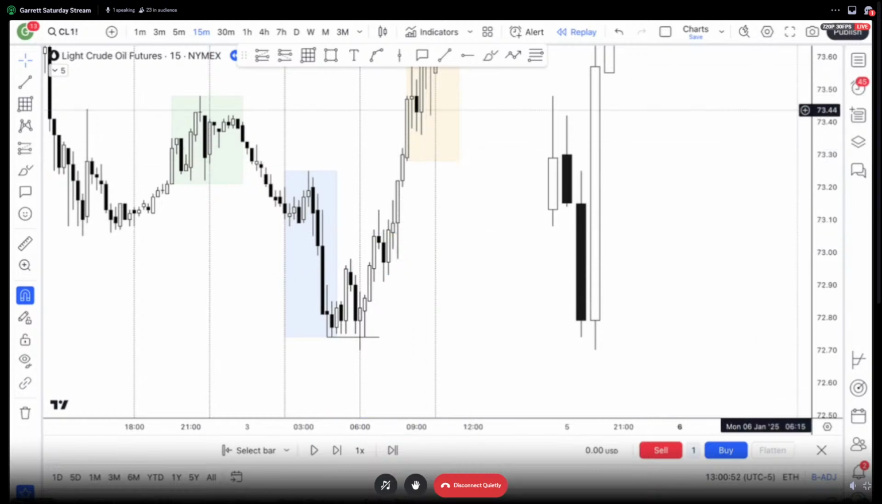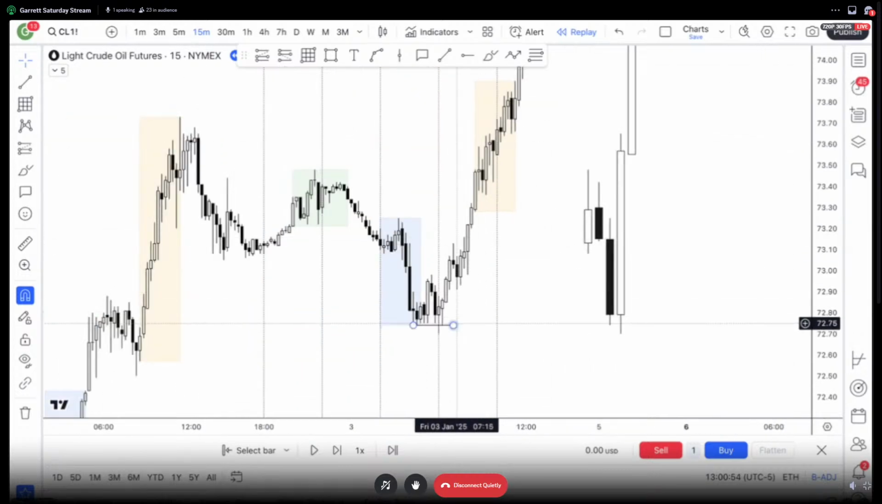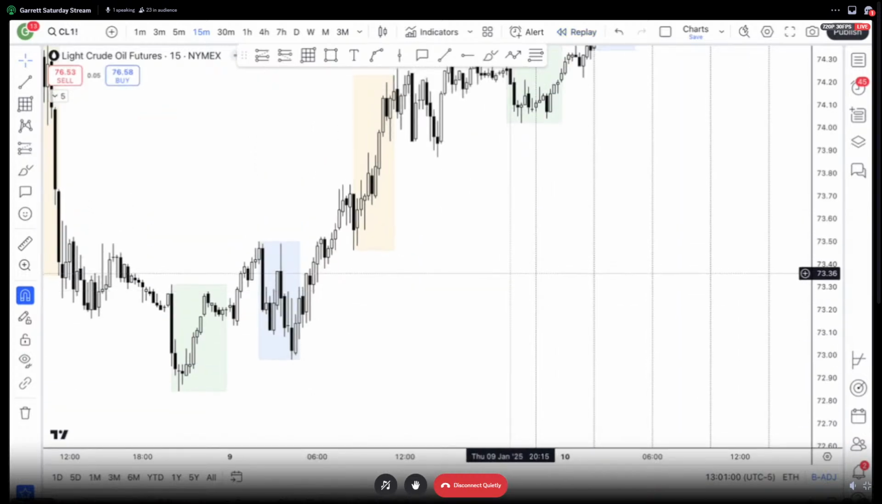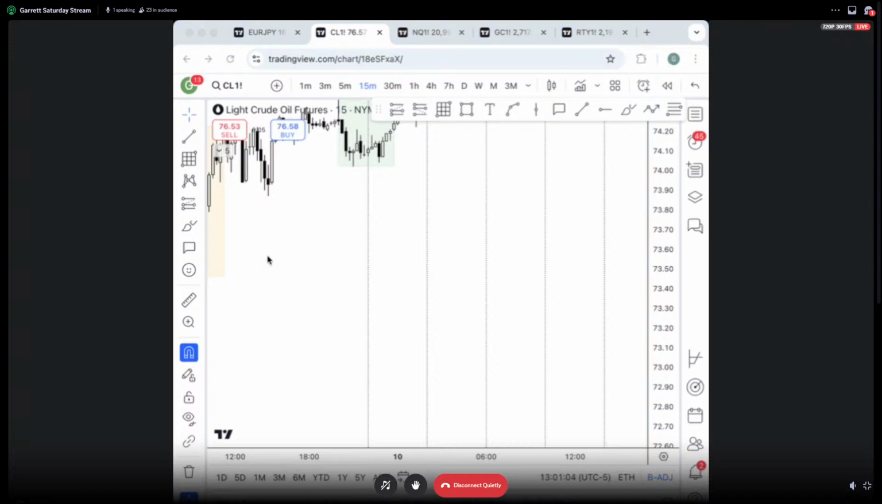So yeah, essentially what I'm showing you guys here is that you want to have a lower time frame model within a higher time frame expansion candle. You want it to be supported. That's really it.